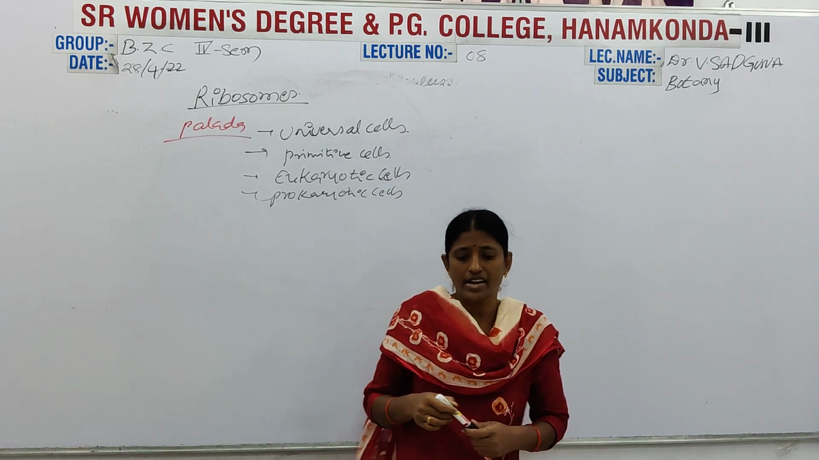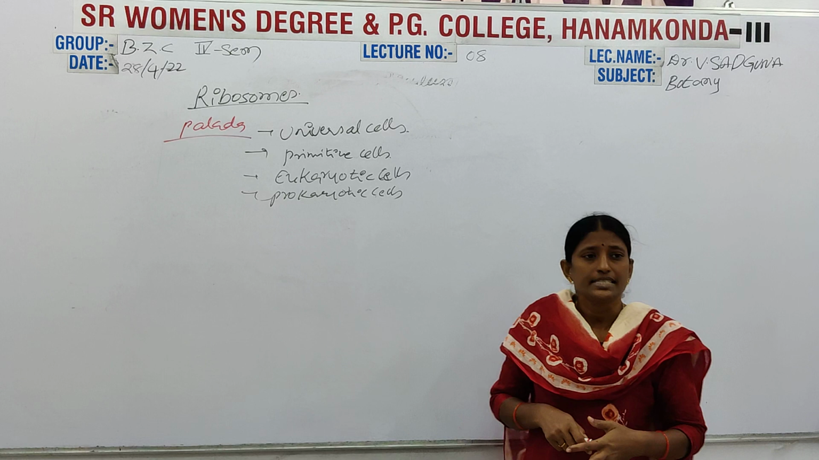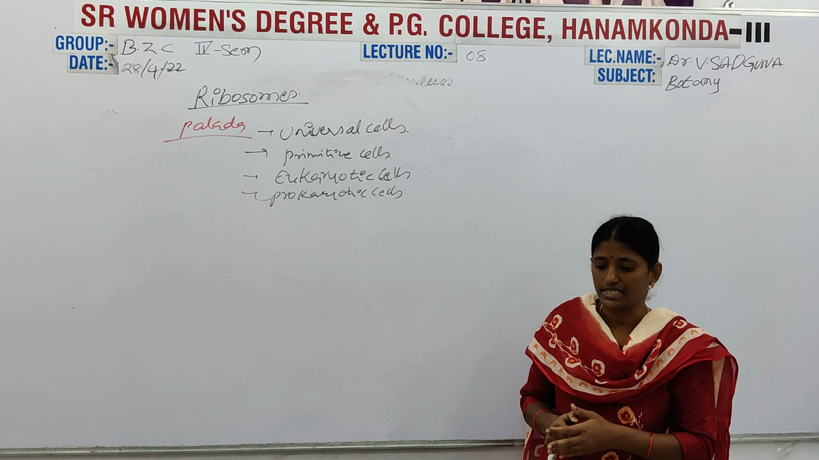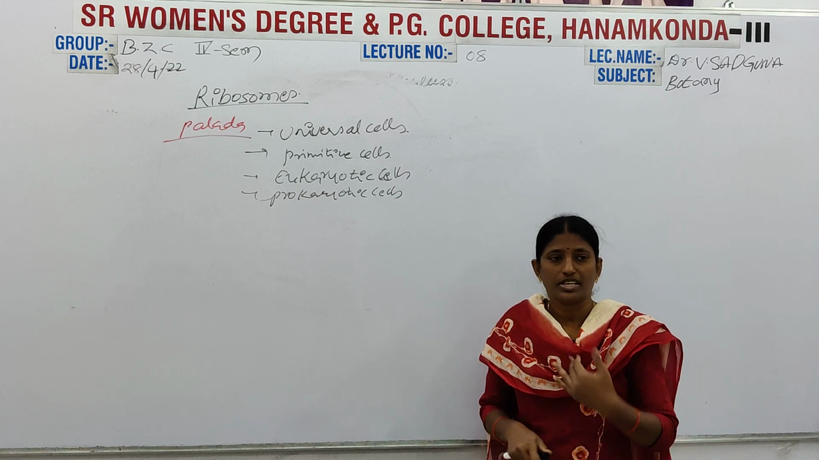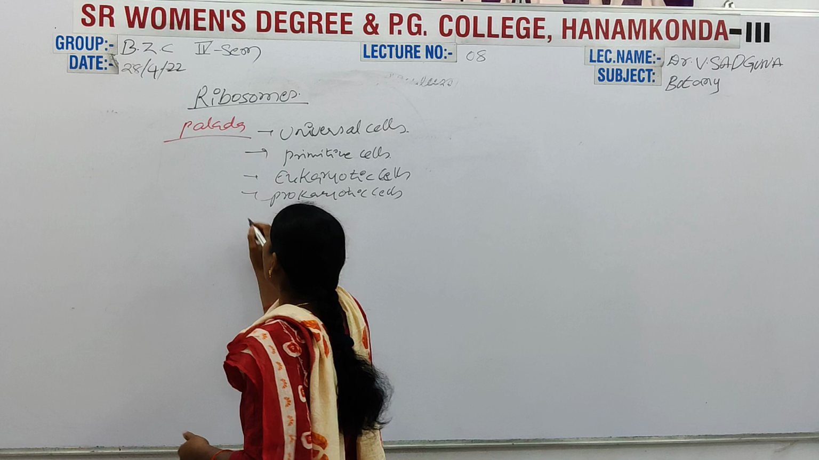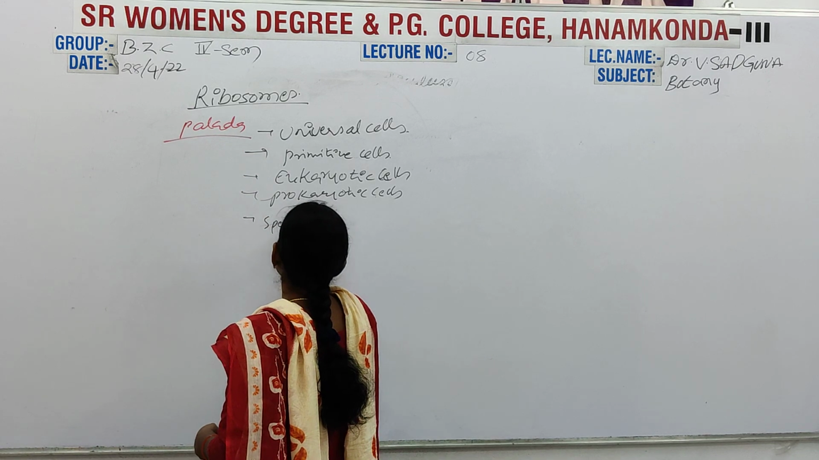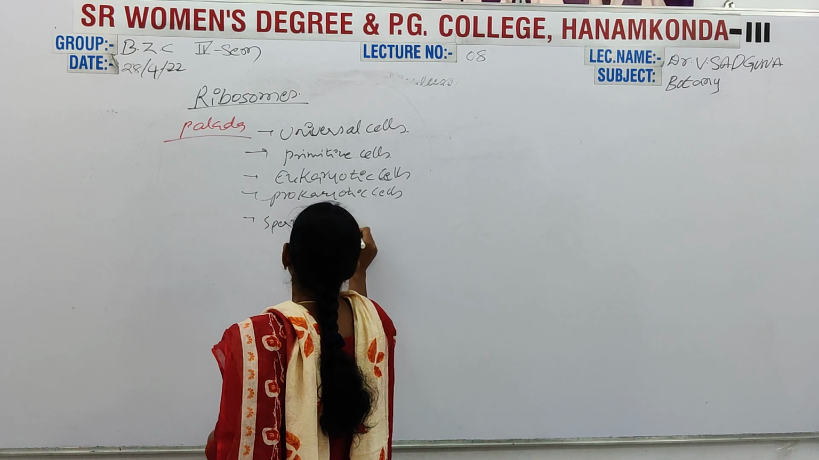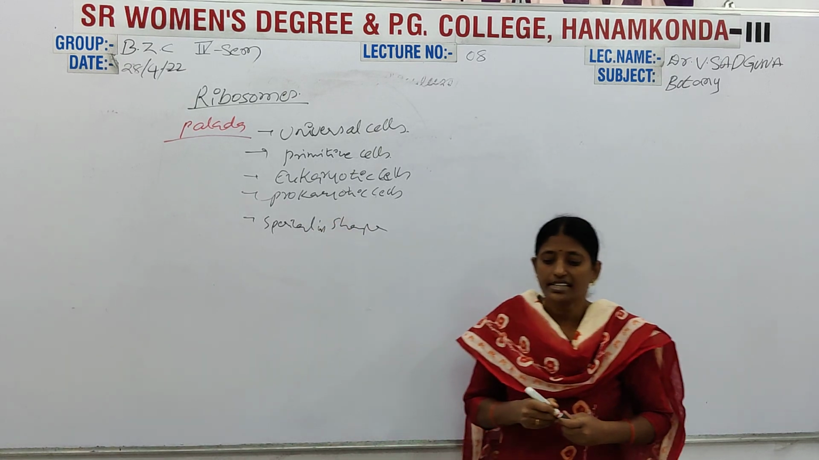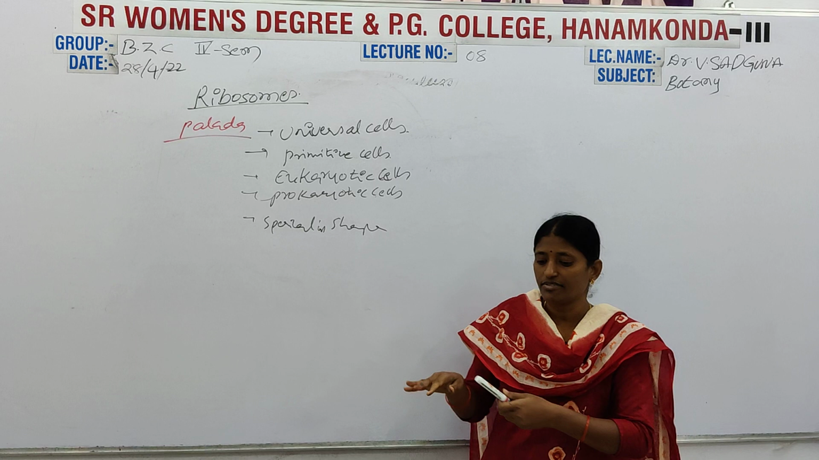Eukaryotic cells as well as prokaryotic cells have these special structures. They are spherical structures. The ribosomes are spherical in shape, and there are different types of models.